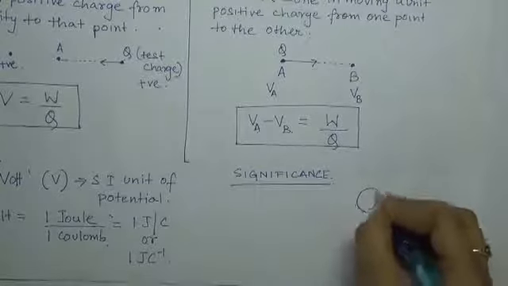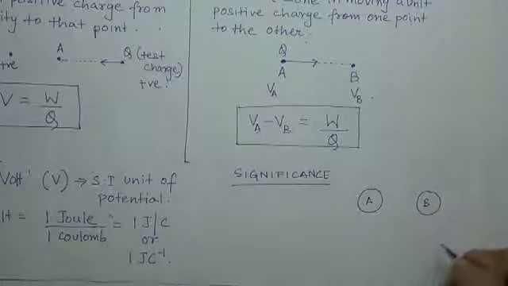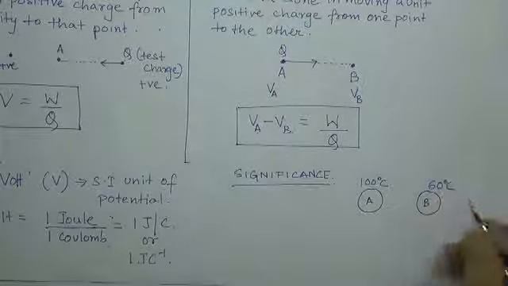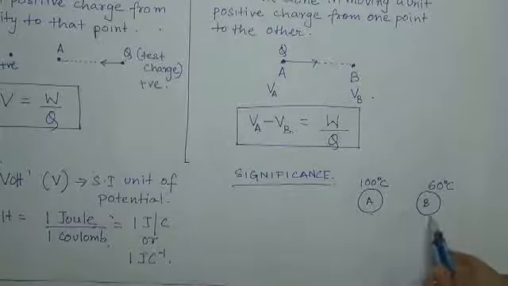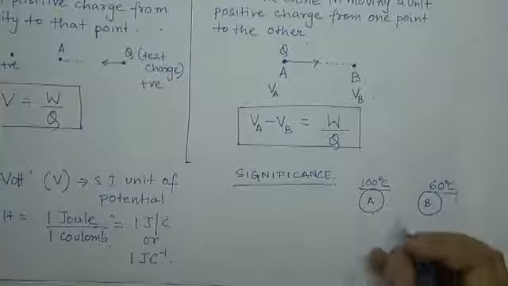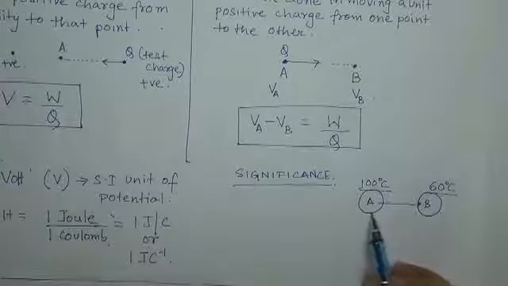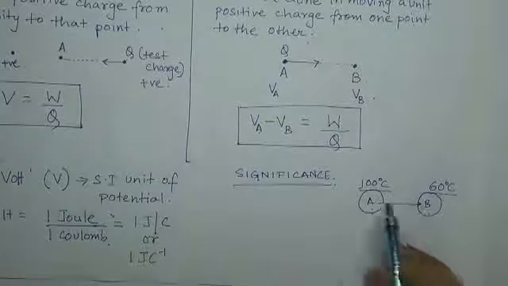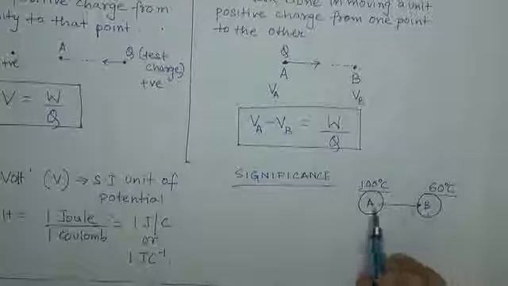Now suppose there are two bodies, body A and B, and the temperatures of the two bodies are given to you. Suppose this is at 100 degrees C and this is at 60 degrees C. Now if a person asks you from where to where the heat will flow, from B to A, or from A to B? With the help of temperature, you can easily say that heat will flow from A to B, because we know that heat flows from a higher temperature to a lower temperature. Heat flows from a hotter body to a colder body. So with the help of temperature, number one, you can determine the direction of flow of heat.